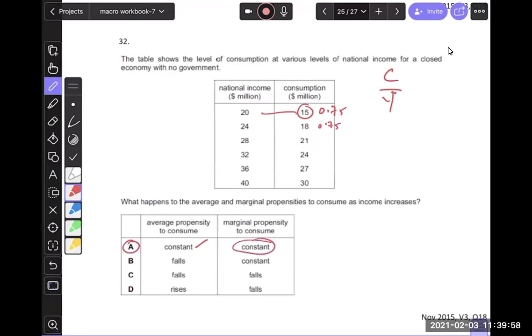I don't even need to find this, but I can find this one. What is this? This is 3 and this is 4. Again, this is 3 and this is 4. Yeah, A. Very good. This is easy. Either you find MPC, which is change in C over change in Y, or APC, which is C over Y. Got it?